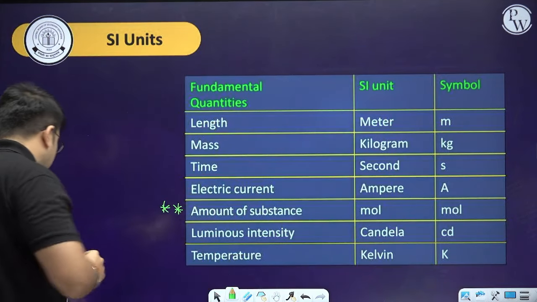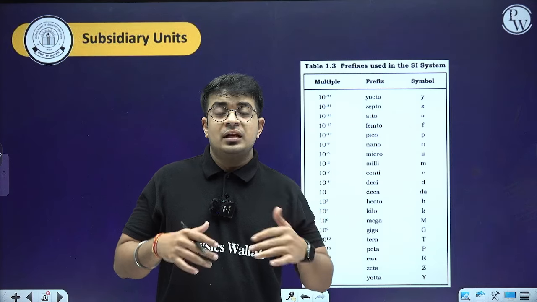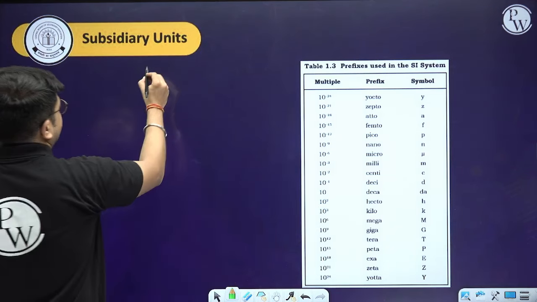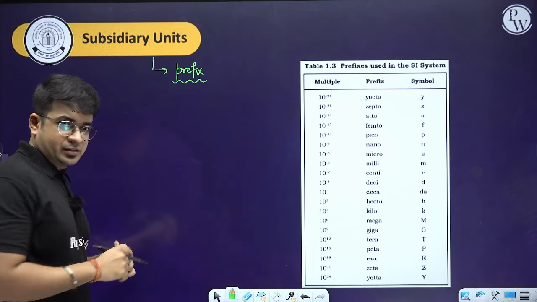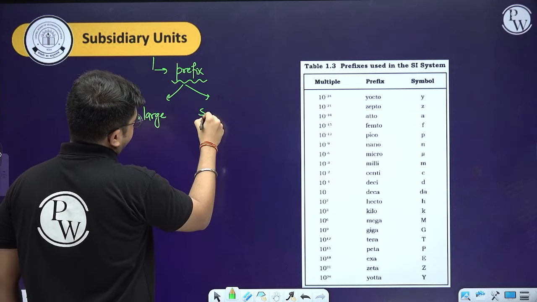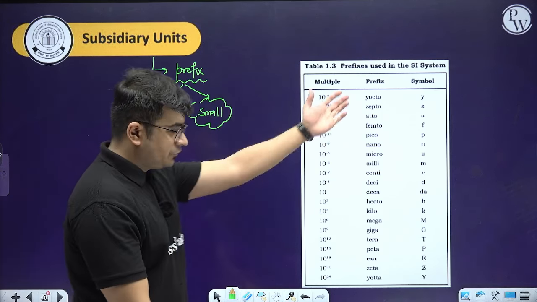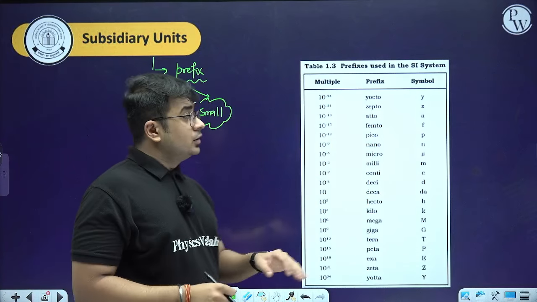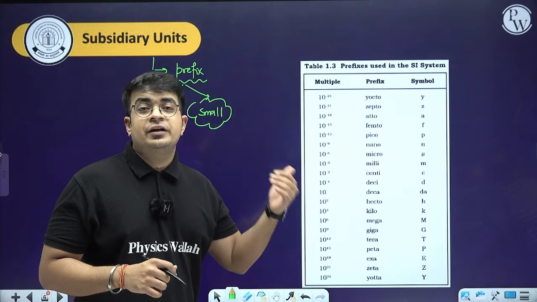So in that case, we generally use certain subsidiary units to actually explain about the large as well as small quantities associated with that particular measurement. So subsidiary units are basically, I can say, prefixes. They are generally prefixes to explain the large as well as small quantitative measurement. For example, if you can see, this particular part is also present in your NCERT. So I have taken that particular picture from NCERT itself, which simply says that we have certain prefixes which are associated with the fundamental units.